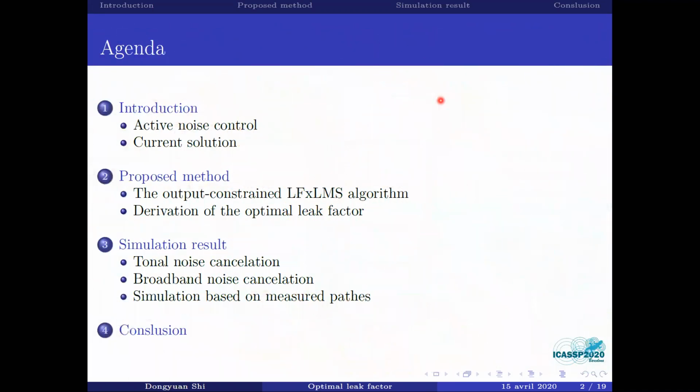In today's presentation, I will first introduce the current problem of the active noise control technique. Then I will report our proposed method to solve this problem. Finally, I will show the simulation results of this new method and conclude the whole slide.